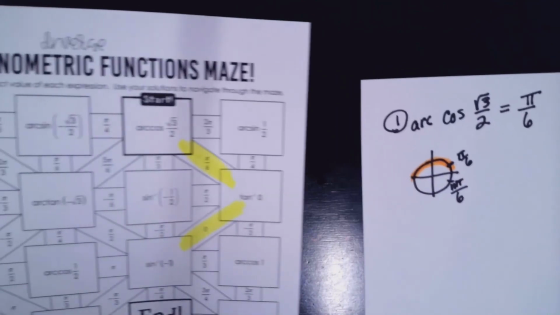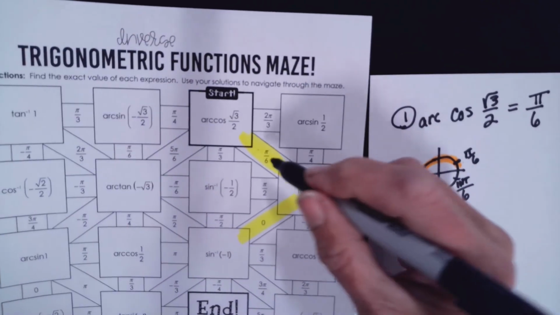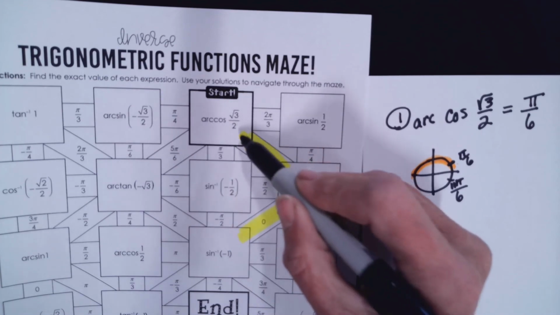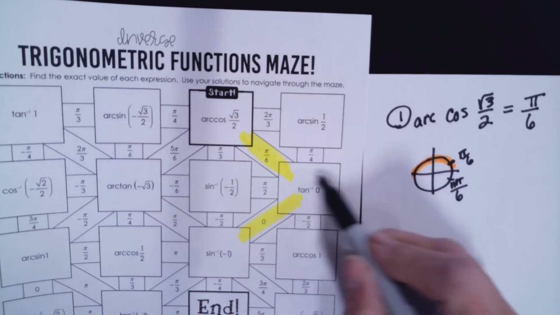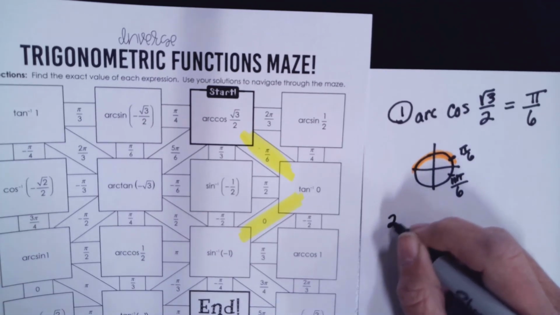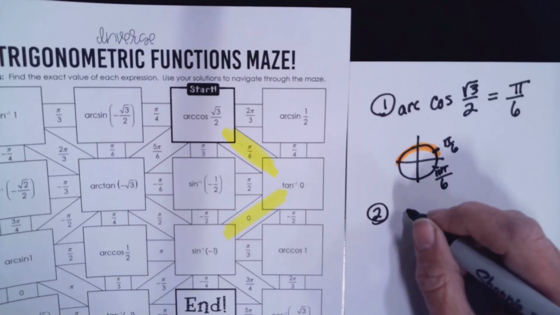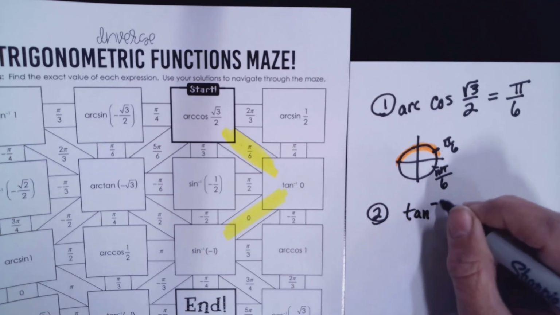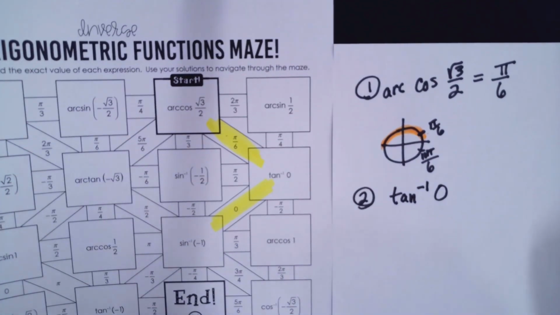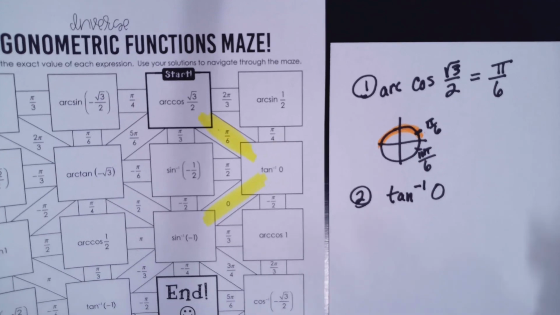And so that's when you're going to go to your maze and say, okay, well, it's going to go this way. So this was my first problem. I'm going to go this way. So now I'm going to circle, this is my second problem. So then you're going to go to number 2, tangent inverse of 0. So now you're going to ask yourself, well, where is the tangent equal to 0? Where on the interval from negative pi over 2 to pi over 2?